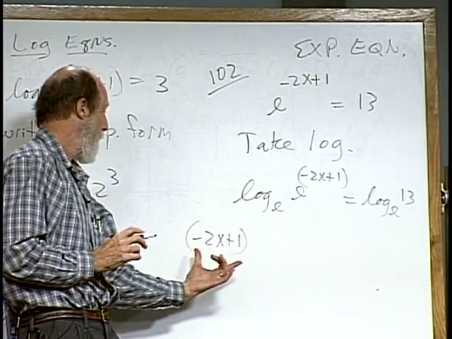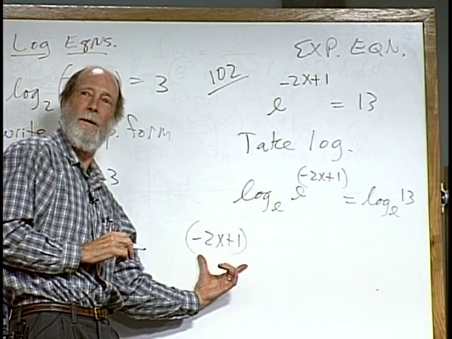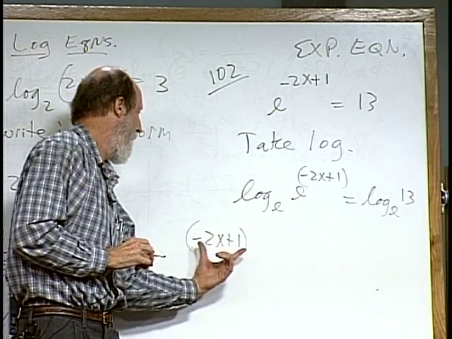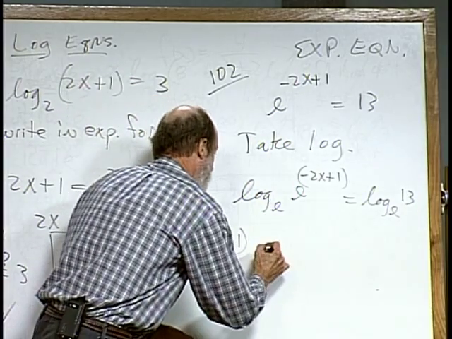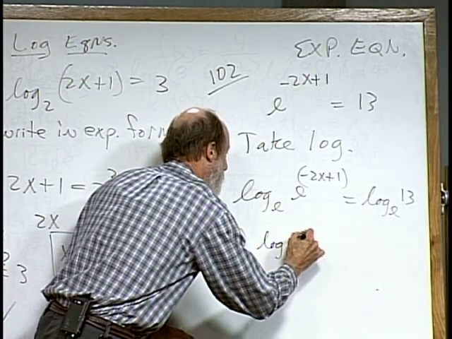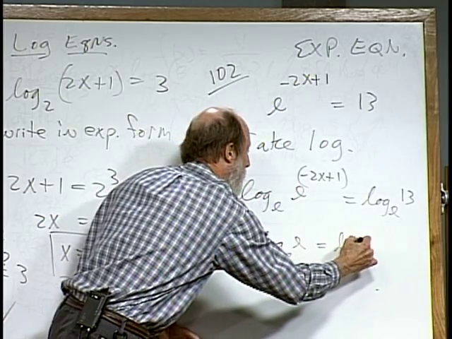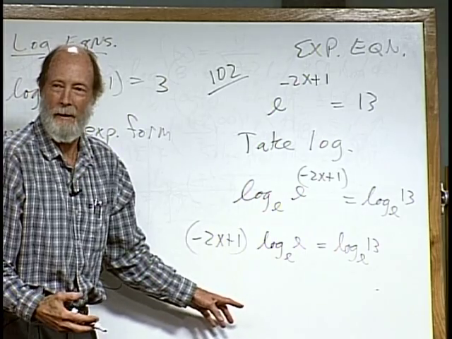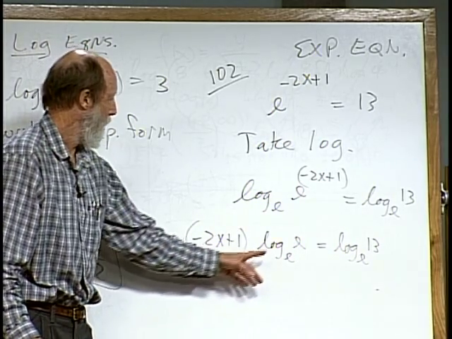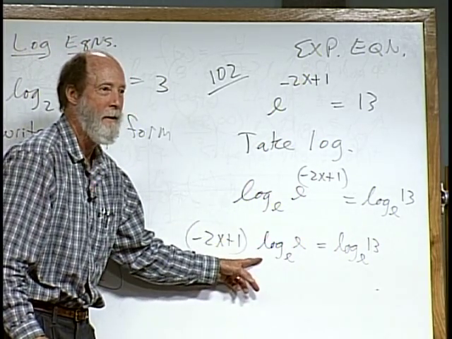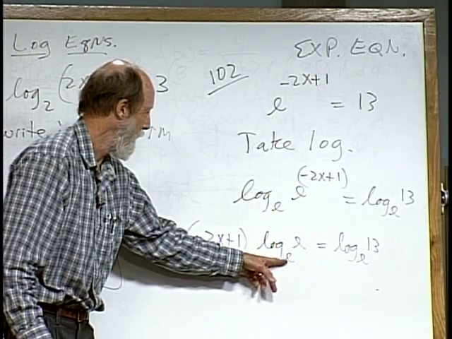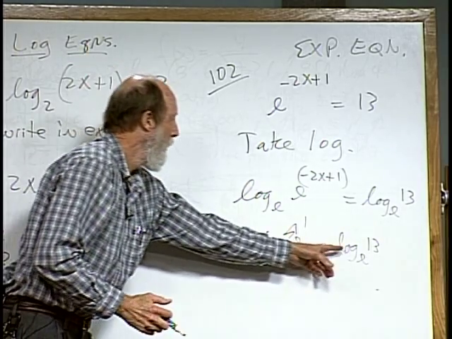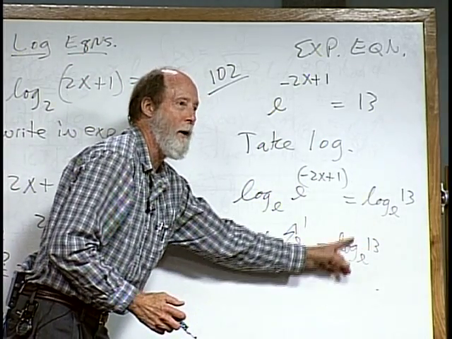Right? Notice these parentheses. Everybody hear that? Notice these parentheses. That comes out in front, and we have log base e of e equals the log base e of 13. What's log base e of e? What's the exponent of e that gives you e? Answer, 1. And so now, log base e of 13 is just a number.